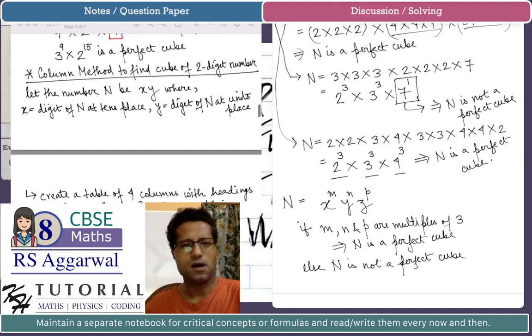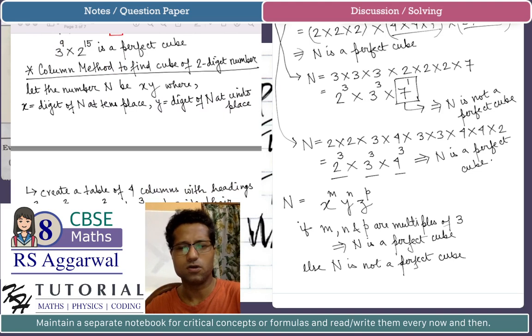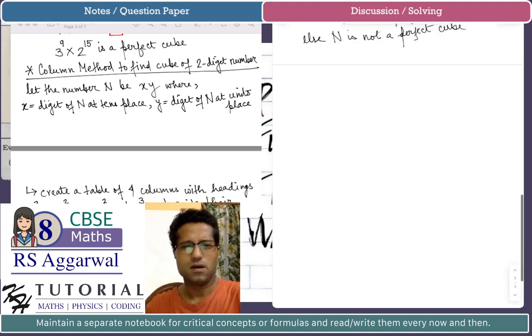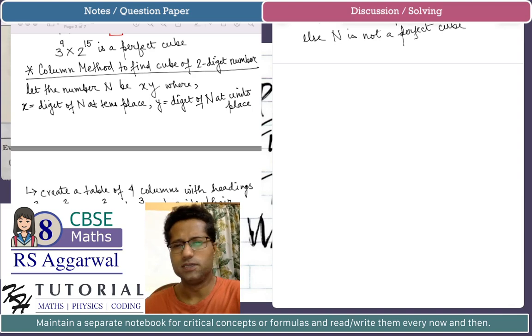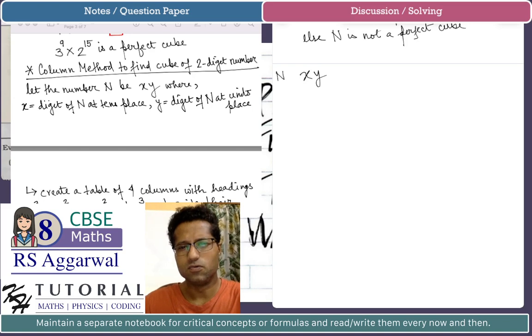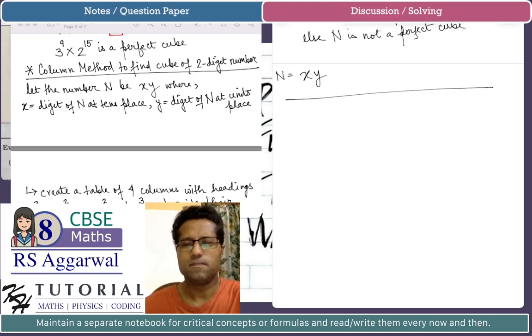Next topic is, how do we find the cube of a 2-digit number using the column method? Column method to find the cube of a 2-digit number. So the idea is, for a 2-digit number, let N be equal to xy, where x is the digit at the tens place and y is the digit at the units place. Then you have to create 4 columns.